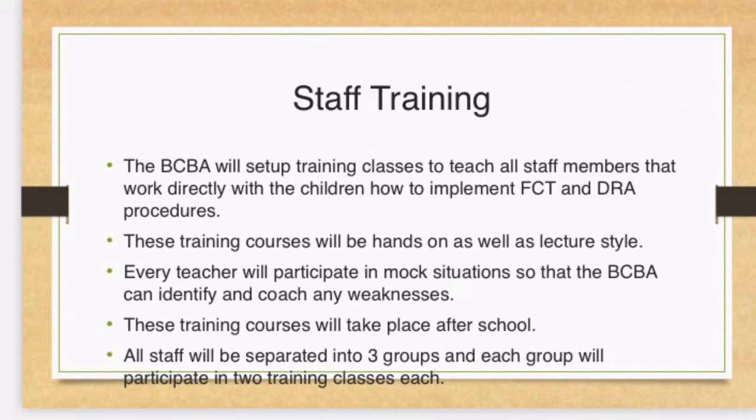Staff training. The BCBA will set up training classes to teach all staff members that work directly with the children how to implement FCT and DRA procedures. These training courses will be hands-on as well as lecture style. Every teacher will participate in mock situations so that the BCBA can identify and coach any weaknesses. These training courses will take place after school. All staff will be separated into 3 groups, and each group will participate in 2 training classes each.